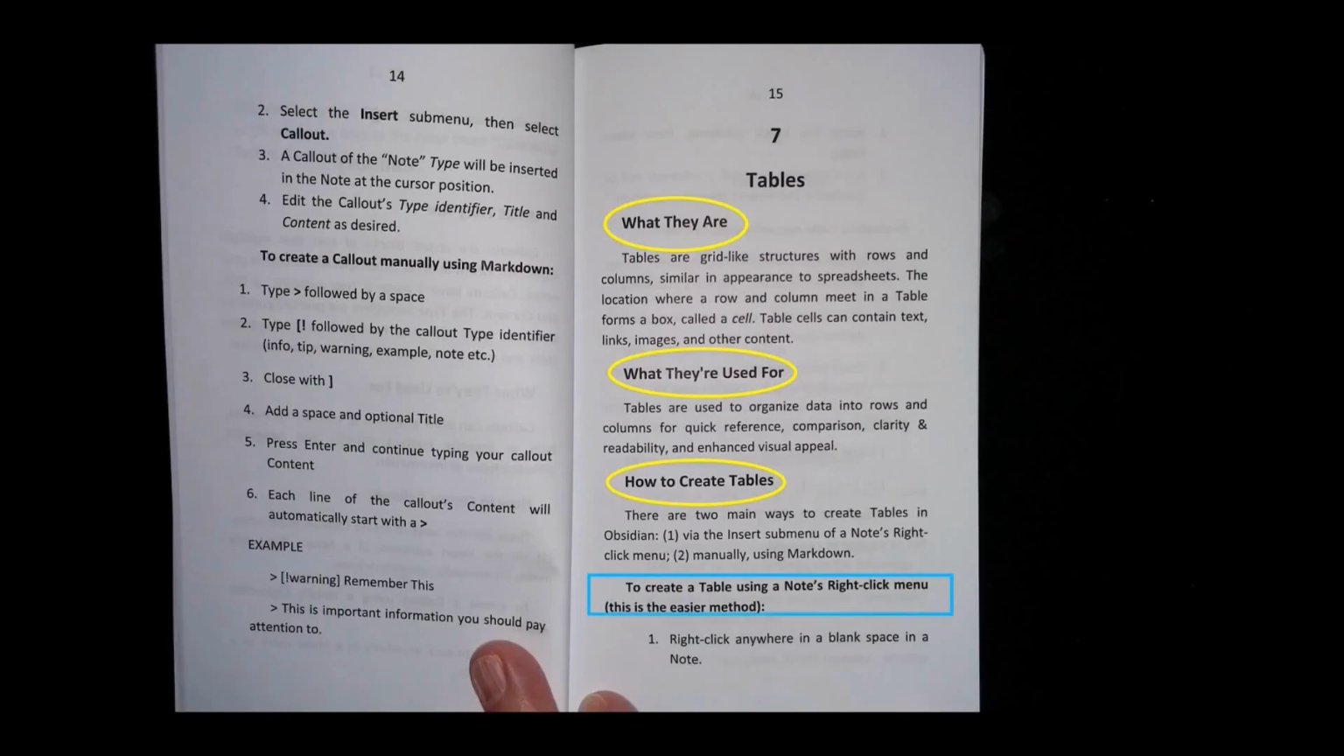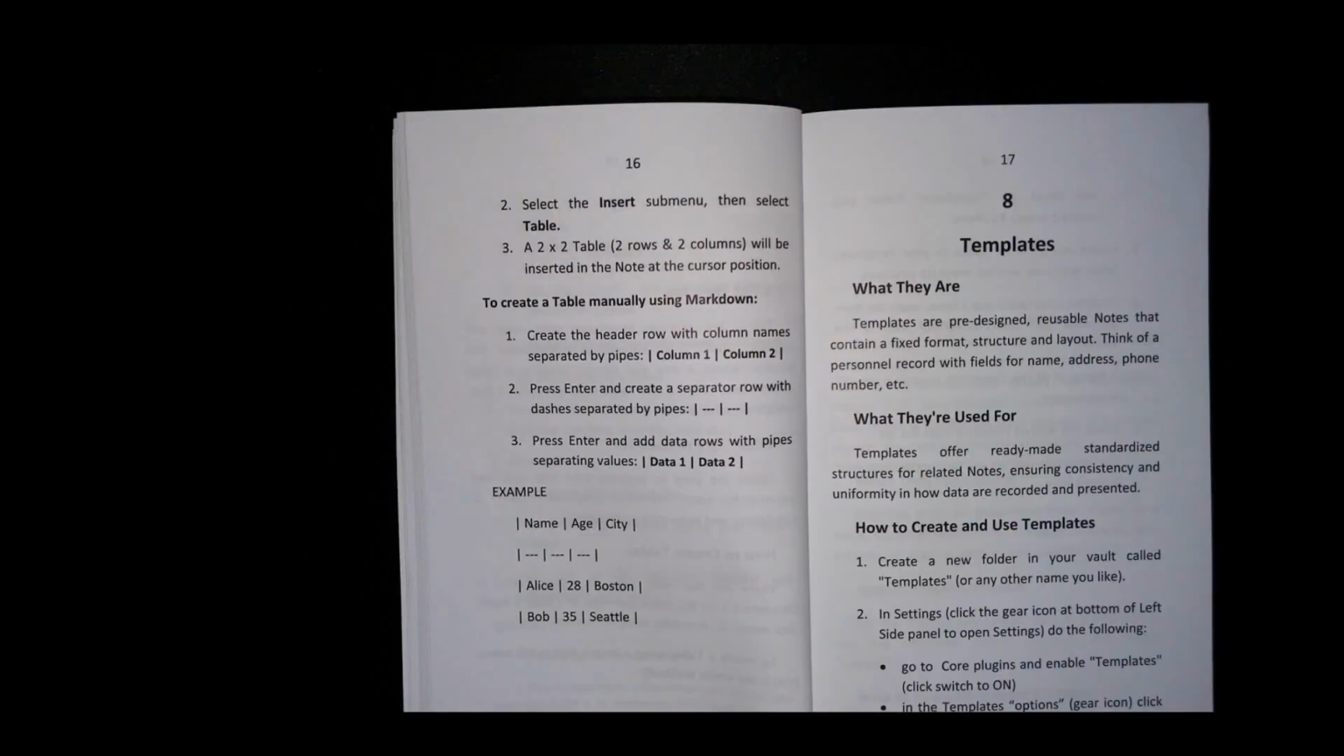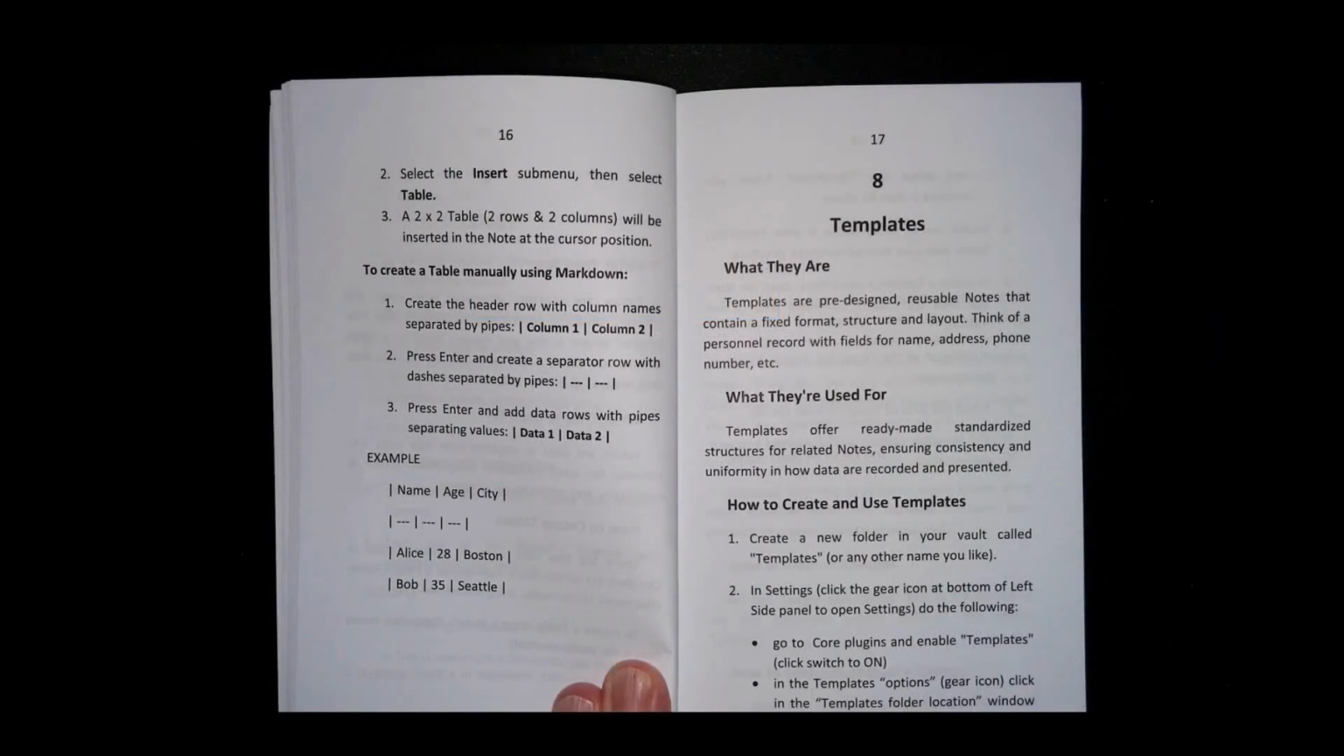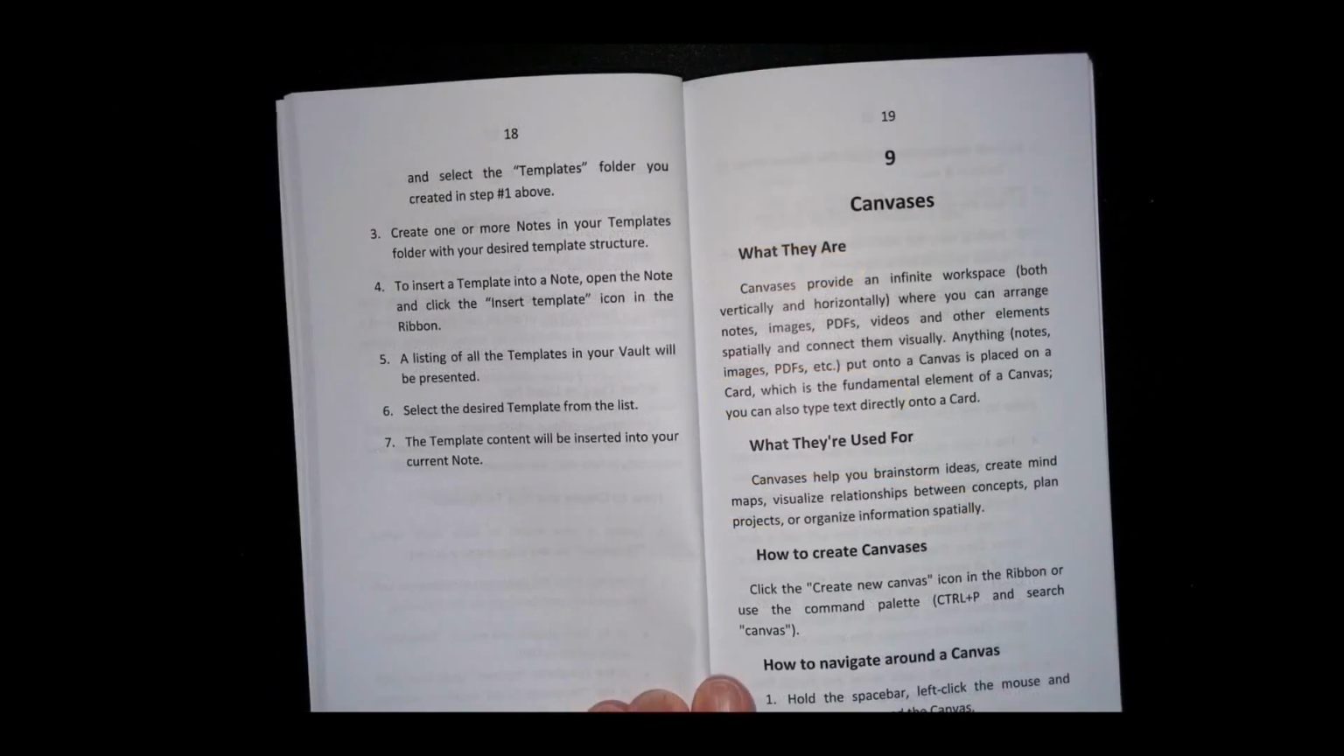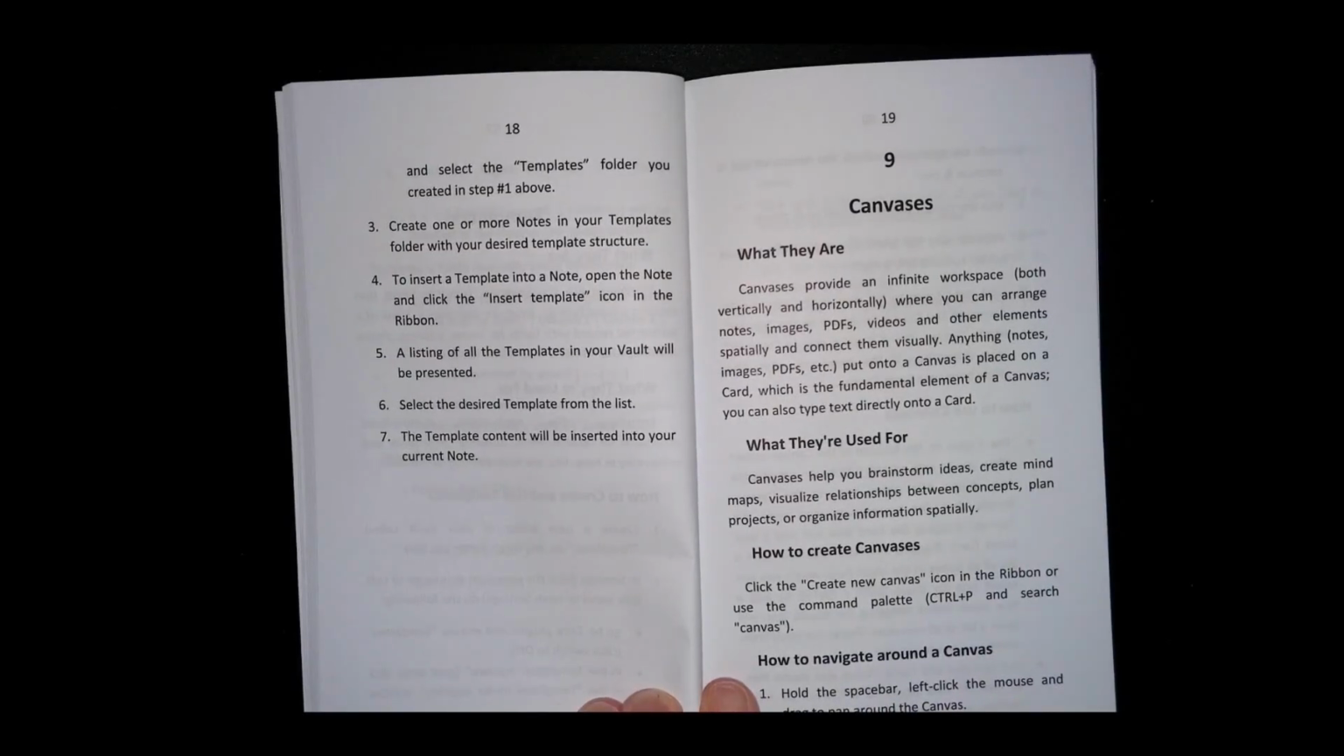The idea is that you look up a particular feature and you immediately see the whole story related to it. And there's the continuation of the instructions. There are 2 ways to create tables in Obsidian, so I go through each method step by step. All right, let's look at templates now. Again, you see that same pattern. What they are, what they're used for, and how to create and use them. And the continuation of the step-by-step instructions on the other side.